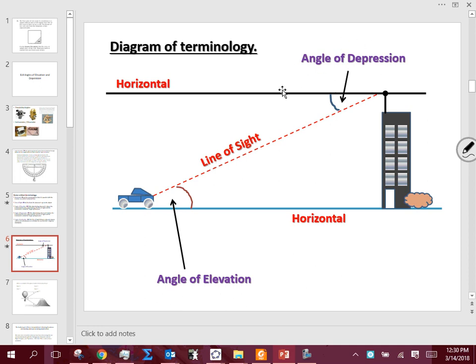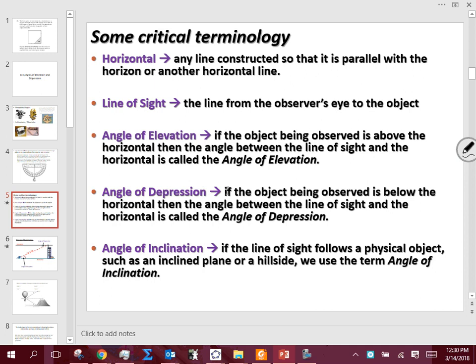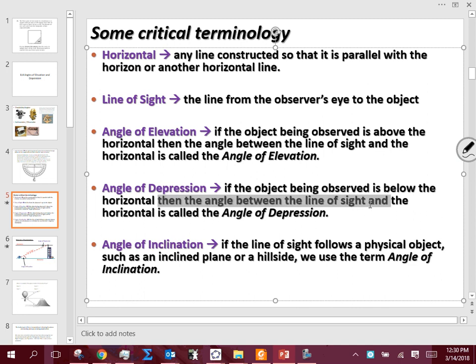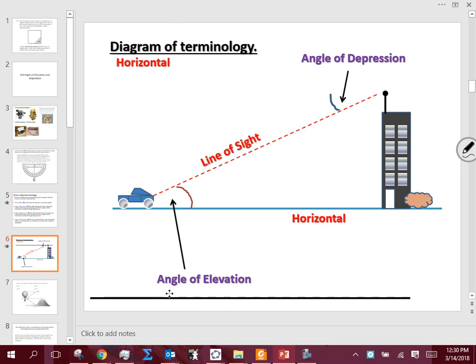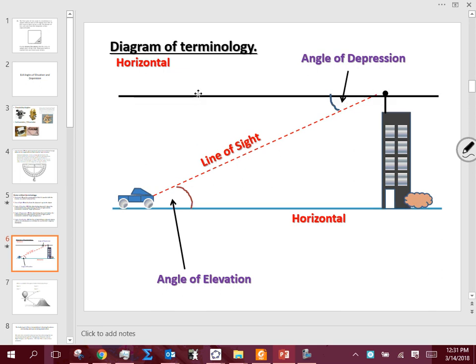Our angle of depression, by definition: if the object being observed is below the horizontal, then the angle between the line of sight and the horizontal is called the angle of depression. So what we need is another horizontal, okay? Because if I don't have that black line in there, my angle of depression doesn't really exist. Does that make sense? Okay? So we need to put that horizontal in, passing through the observer's eyeballs, parallel to the horizon. Every horizontal we create is parallel to the horizon. And now we see where the angle of depression should be located.